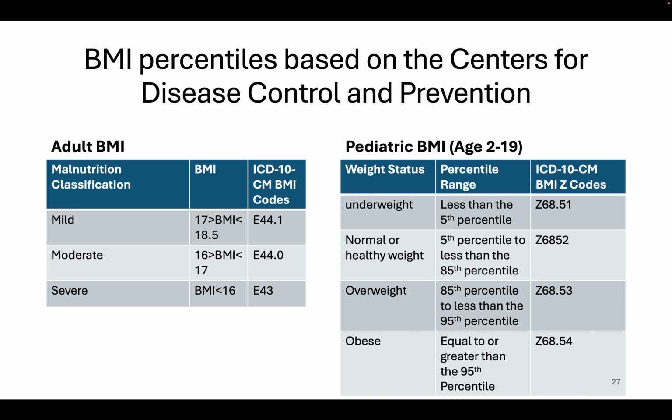For children age 2 to 19, you have underweight, which is less than the 5th percentile, Z68.51. Normal or healthy weight, 5th percentile to less than 85th percentile, Z68.52. Overweight, 85th percentile to less than the 95th percentile, Z68.53, and obese, equal to or greater than the 95th percentile, Z68.54.